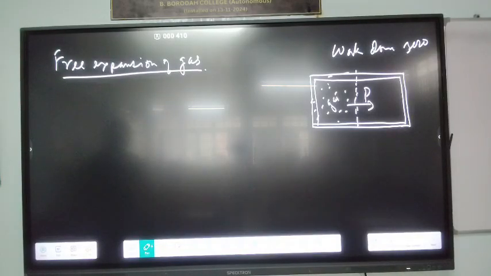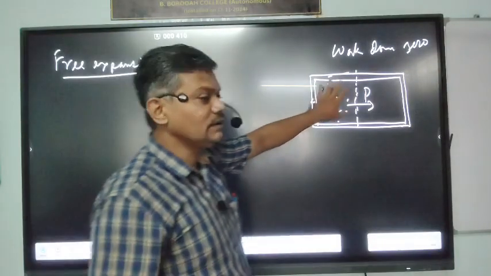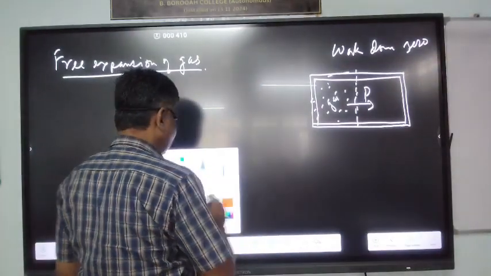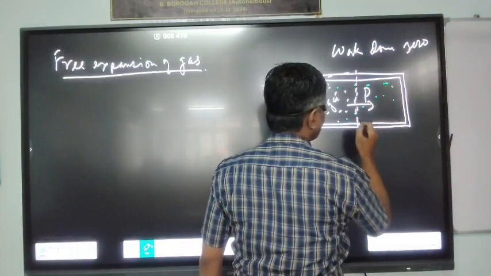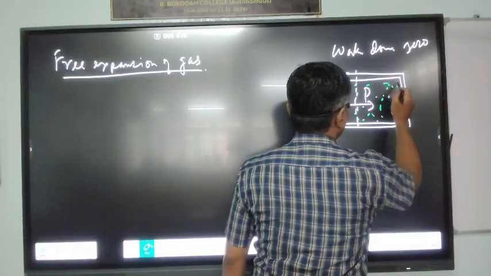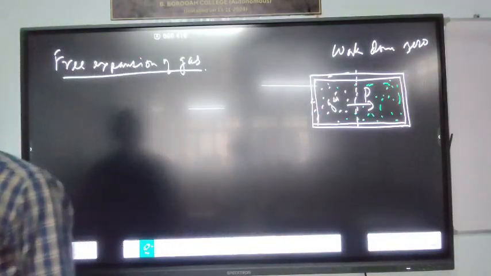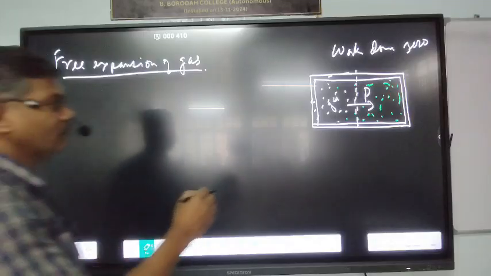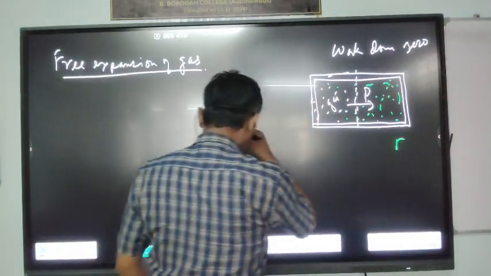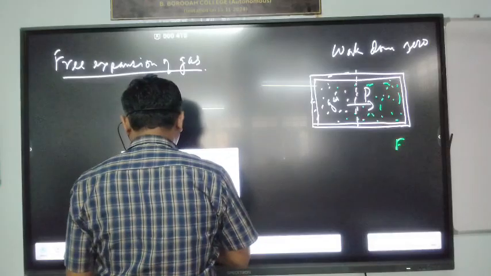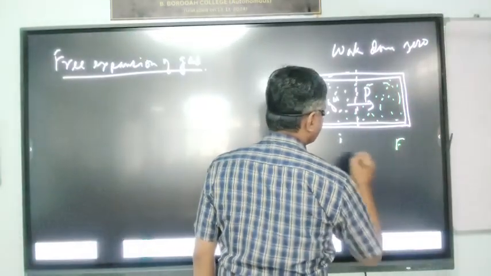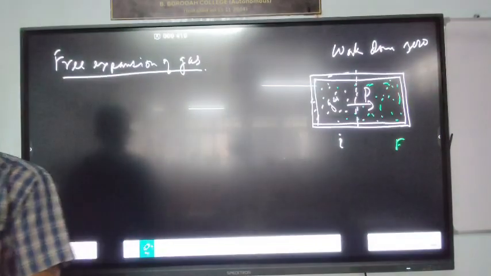Now the question is that I have allowed the gas to expand freely. So it has gone from one initial state to a final state. It was the initial state, and what will be the final state? The final state will be this one. The gas will be spread all over the cylinder. That is your final state. This is my initial state. White is initial, green is final.